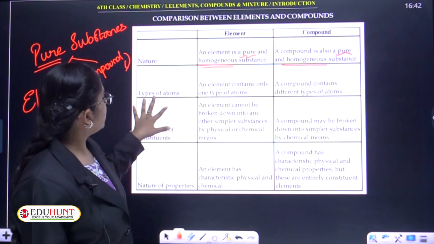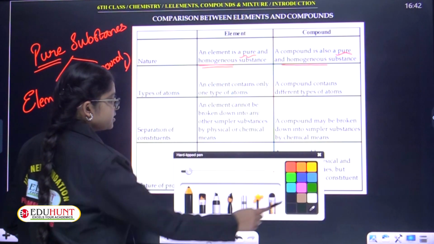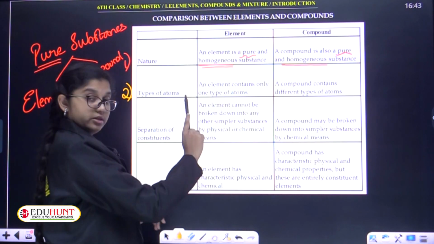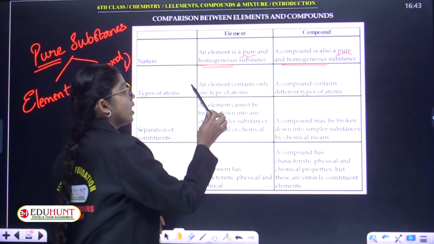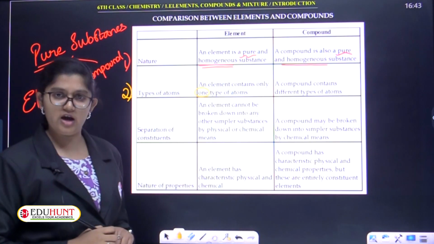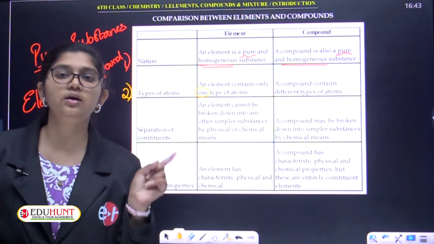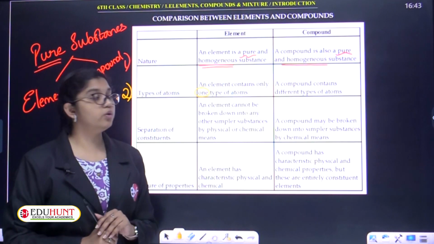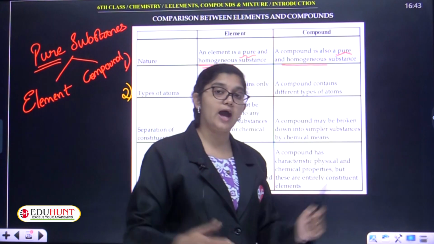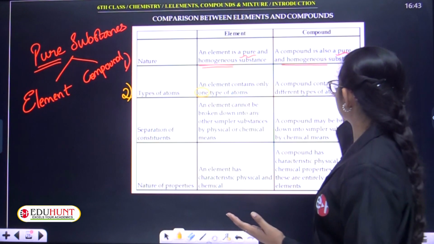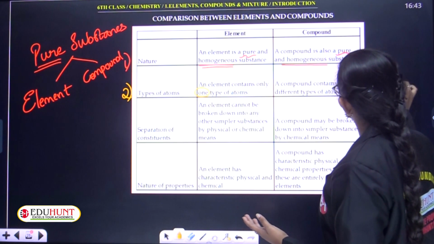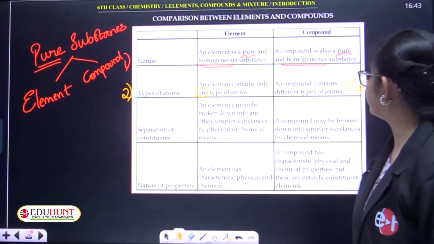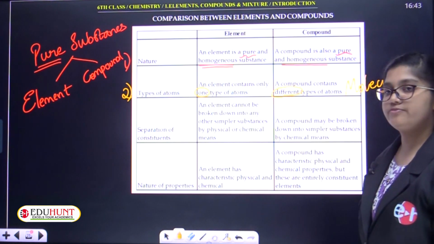Okay, so now types of atoms. Second one is types of atoms. What are the types of atoms present over here? In element, an element contains only one type of atom. Very, very important. Yeah, we know now. Elements contain only one kind of particle. Okay. Coming to compound, compound contains different types of atoms. We can write the word here, molecules. Different types of atoms combined to give molecules. Okay. So compound is all about different types of atoms, which means molecules.